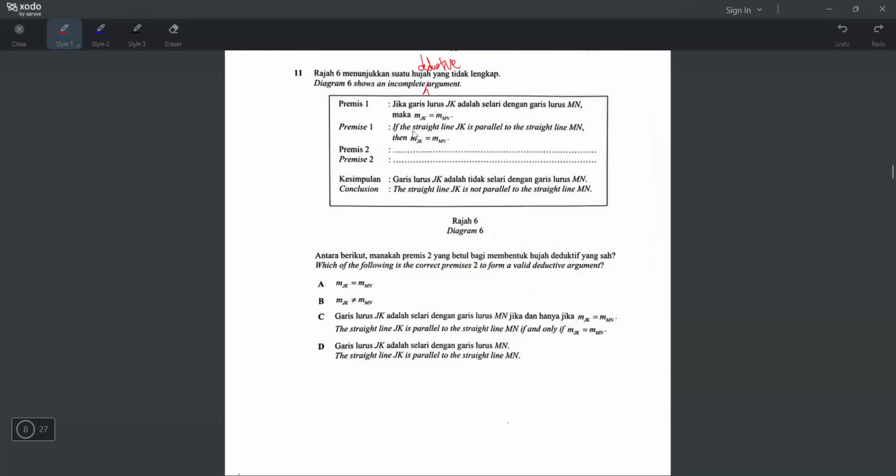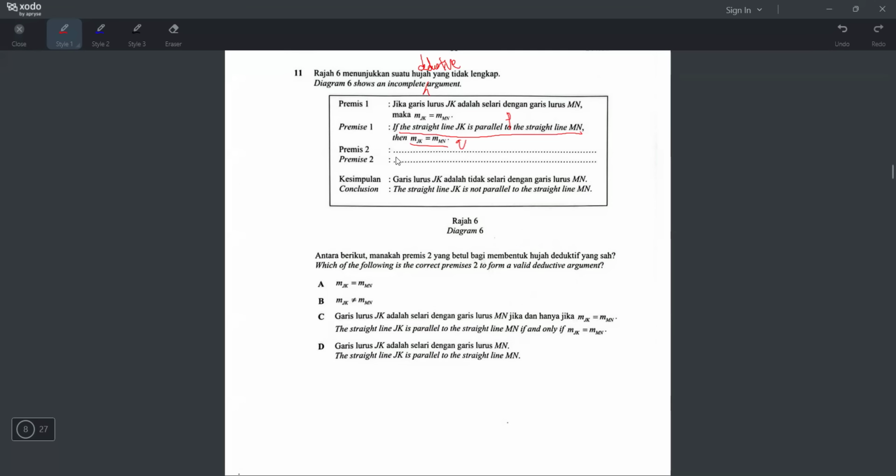Okay, premise 1, if the straight line JK is parallel to straight line MN, then MJK equals MMN. Means the gradient lah, M. So what you have to do, underline this, write P, underline this, write Q. Okay, so confirm is not form number 1. Because form number 1, dia akan jadi all A are B, C is A, C is B. So form number 1 is not like that. So it's either form number 2 or form number 3.